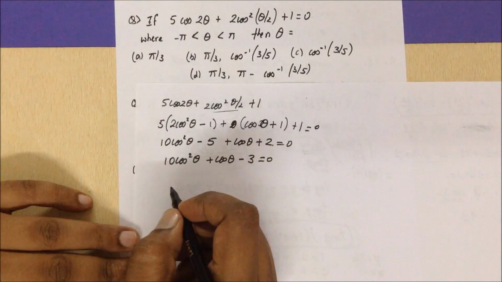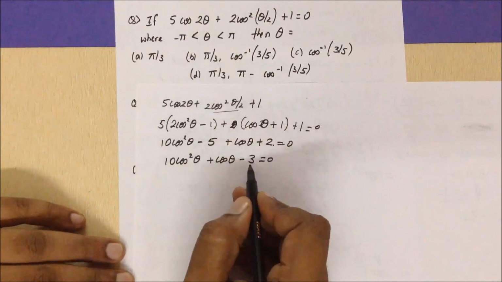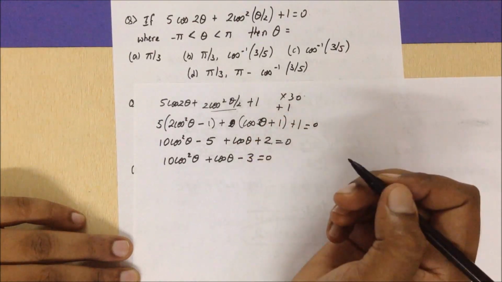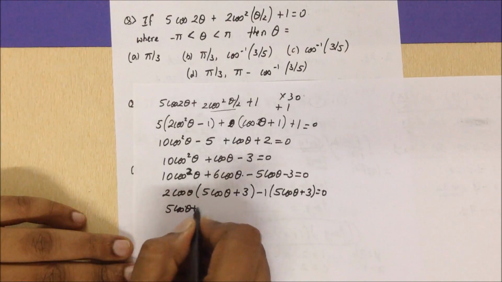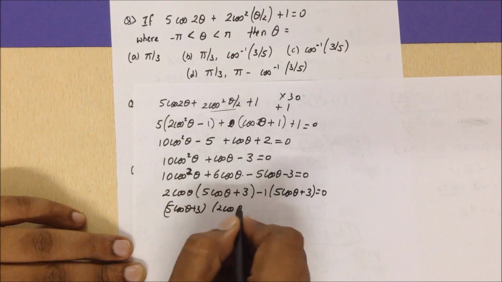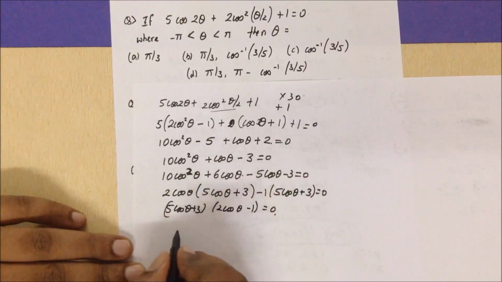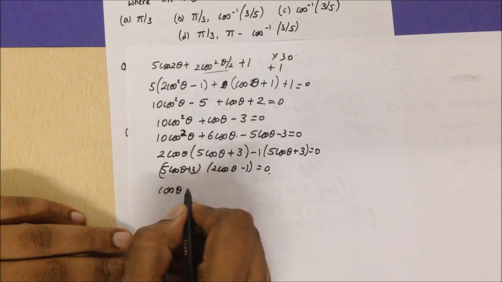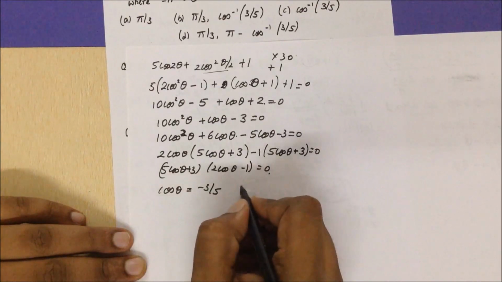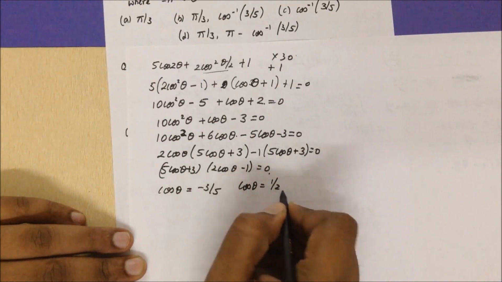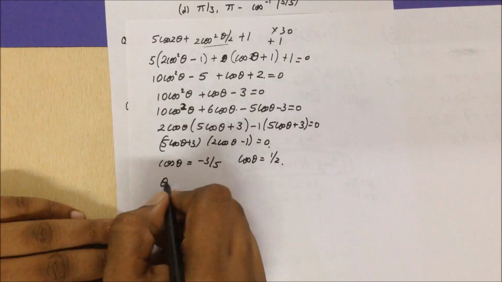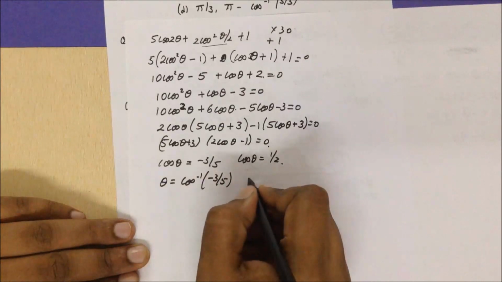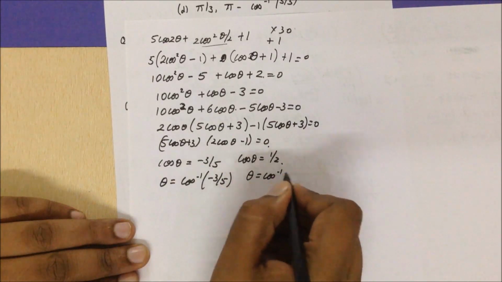So finding the roots of this particular equation, I require my product to be minus 30 and my addition to be plus 1. So I'll be getting (5 cos theta plus 3) into (2 cos theta minus 1) equals 0. So solving this, I'll be getting cos theta equals minus 3 by 5 and cos theta equals 1 by 2. So from this I'll be getting my theta as cos inverse of minus 3 by 5, and from here I'll be getting it as cos inverse of half.